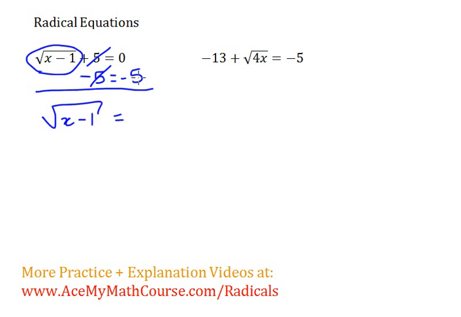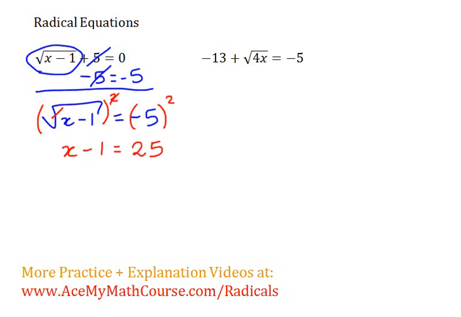0 minus 5 is negative 5. And then, because this is isolated, it's on its own, I can just square both sides of the equation. So I can get rid of the square root. So I get x minus 1 is equal to negative 5 squared. Negative makes a positive. So we get 25.